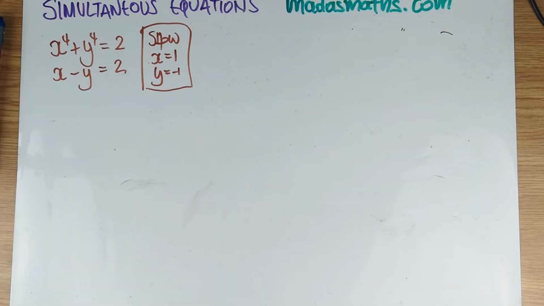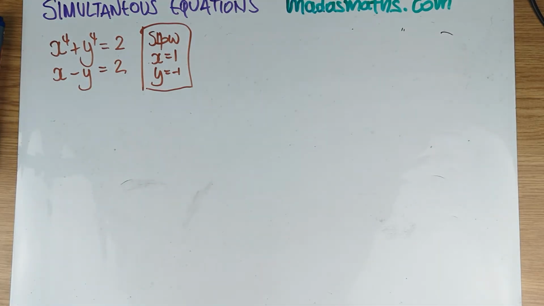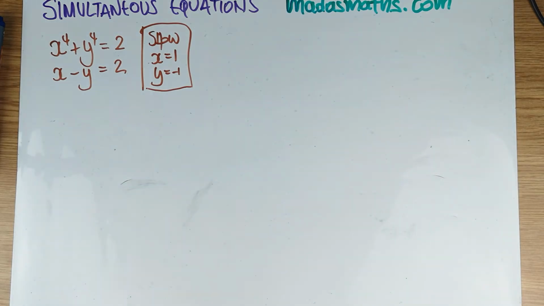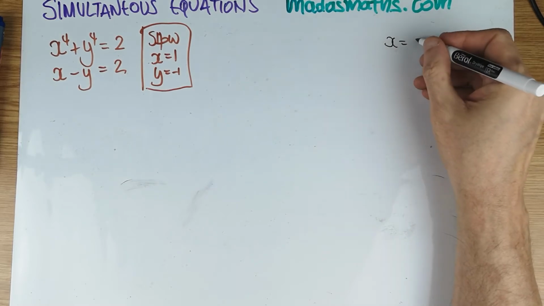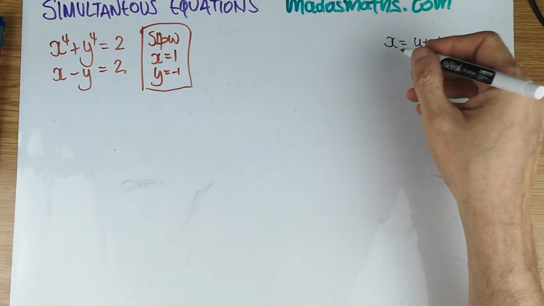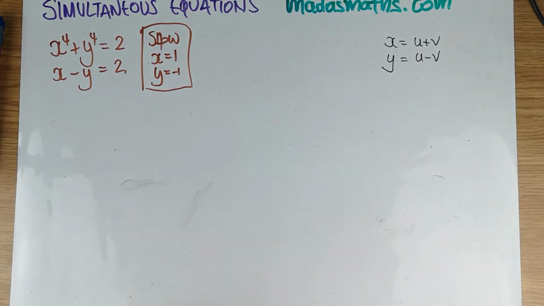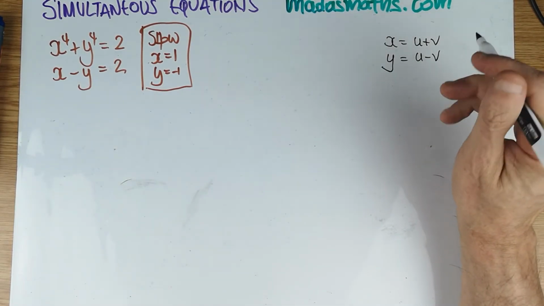However, the second equation, the linear, is called antisymmetric. If you swap x and y, so the y goes there and the x goes there, then if you compare it with the original equation, this is actually the negative of the original. When this happens, a set of standard substitutions works. It doesn't have to be this way around, but essentially x is u plus v and y is u minus v.